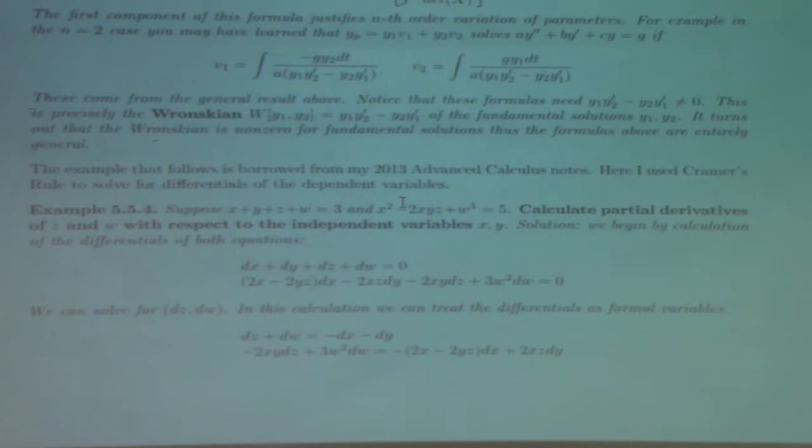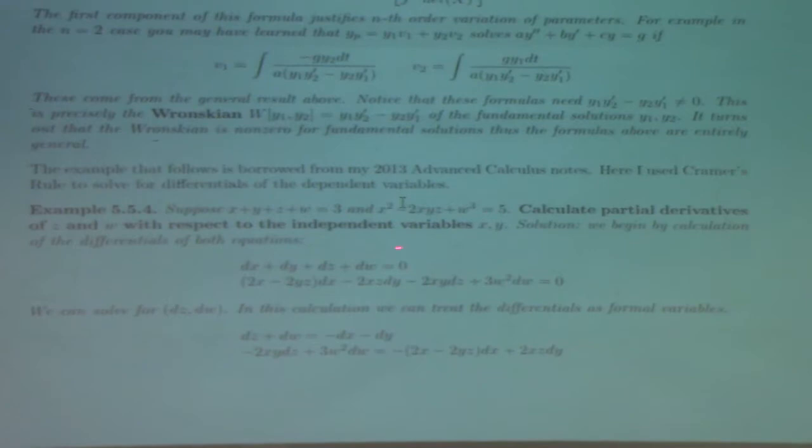And you have homework problems like this, all right? So I walk you through these steps for the homework problem. So suppose you wanted to differentiate a system of equations. You've got x plus y plus z plus w equal to 3, and x squared minus 2xyz plus w cubed equal to 5. And I want to calculate partial derivatives of z and w with respect to independent variables x and y.